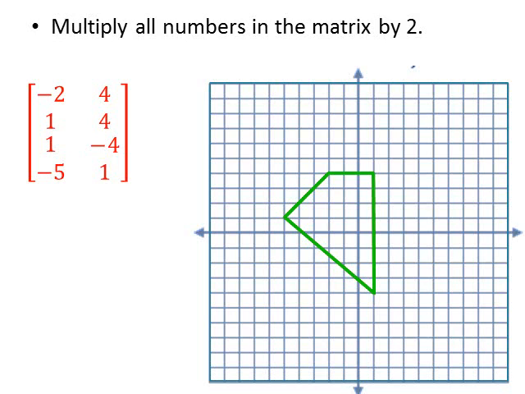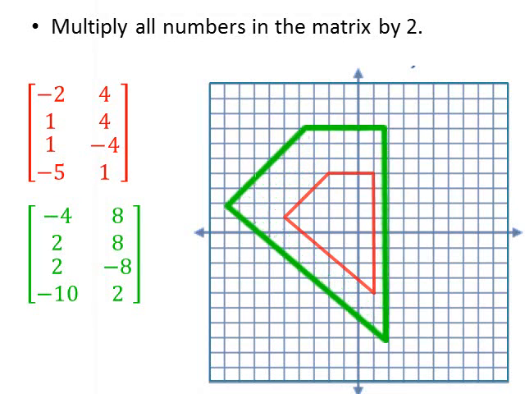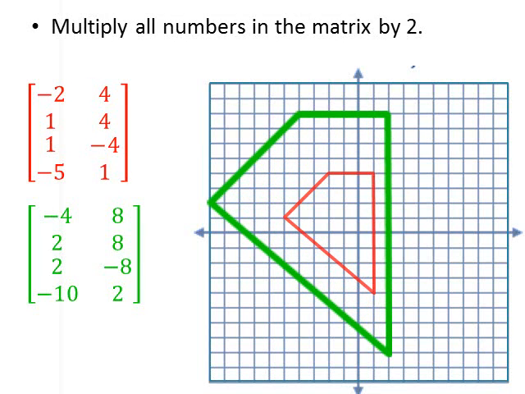Something else we can do to the matrix is take all the numbers in the matrix and multiply them by the same number. In this case, we'll multiply by 2. So when we do that, -2 becomes -4, 4 becomes 8, 1 becomes 2, 4 becomes 8 again, 1 becomes 2 again, -4 becomes -8, -5 becomes -10, and 1 becomes 2. And you can see that the big green one now has all those points from the green matrix on it. That increases the size of the shape by a factor of 2, and what that's called is a dilation.